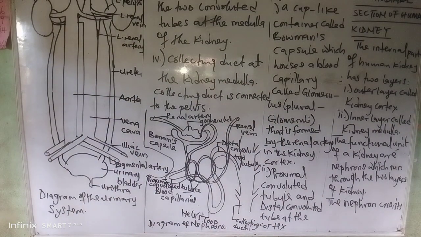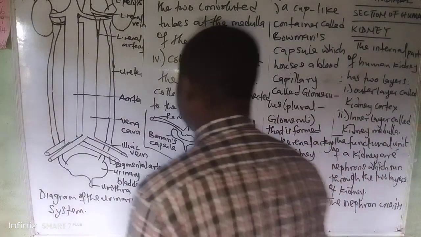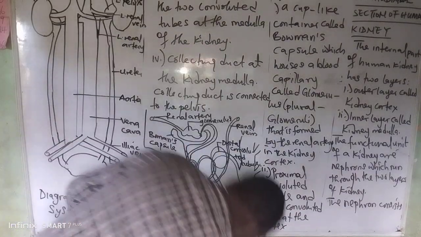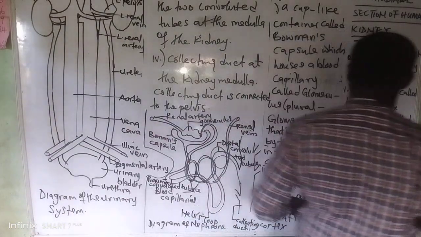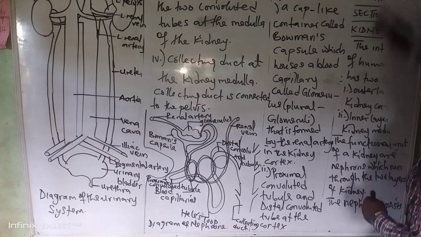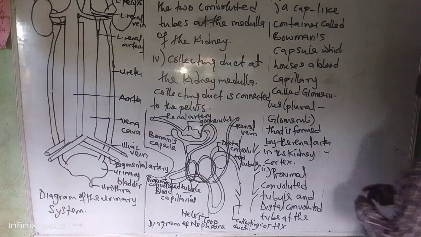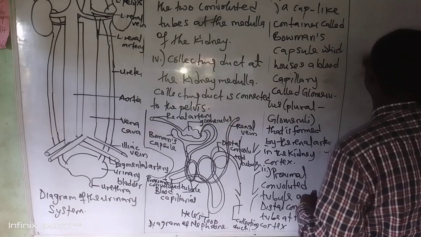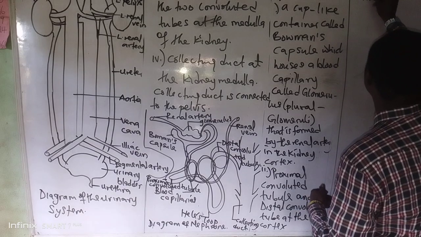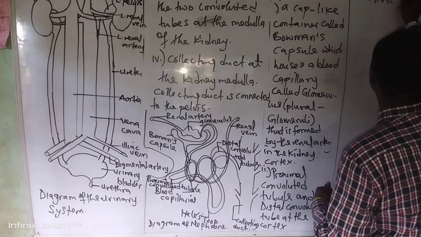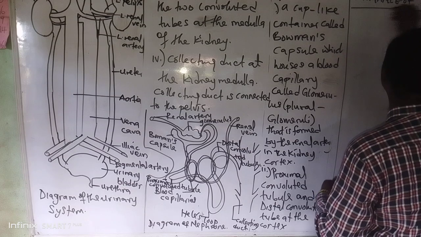So now, having known the structure of the kidney, what are the functions? How does the kidney perform its osmoregulatory function? What are the importance of the kidney? Now, let me come back and do that one here, because I will use those diagrams to explain something. Let's look at the importance of the human kidney.